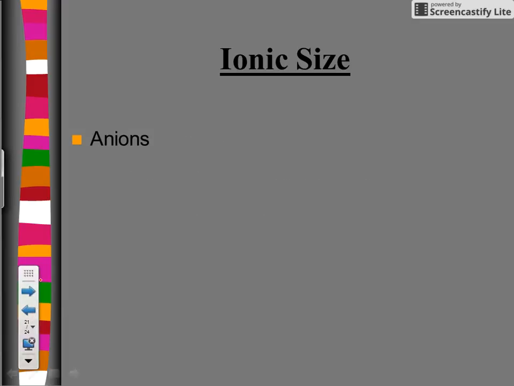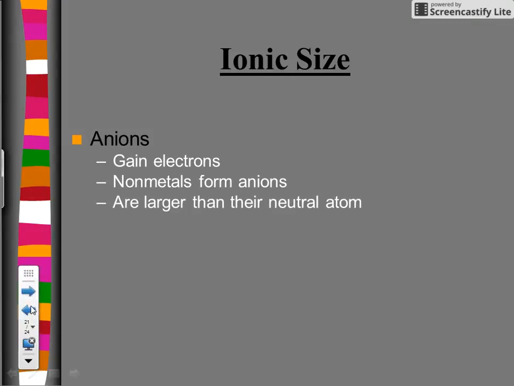Now, on the flip side of that, if you have an anion, we learned that anions form when an atom gains electrons. We also learned that it's our nonmetals that form anions. The anions are going to be larger than their neutral atom because they gained electrons.